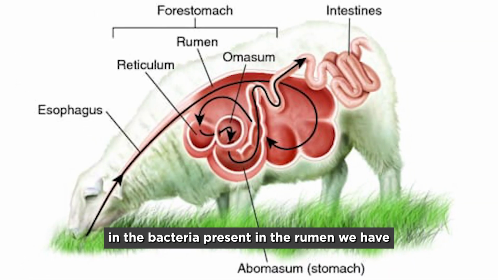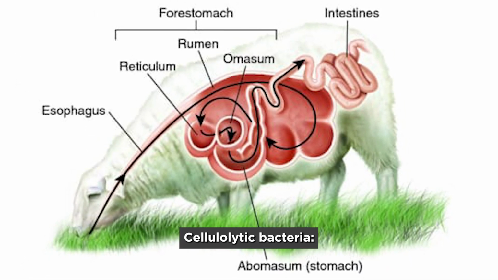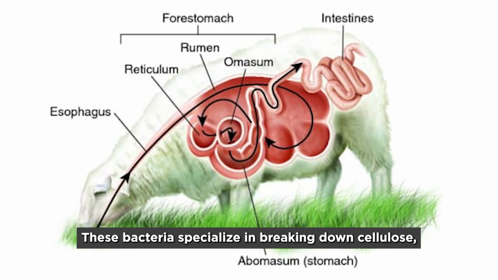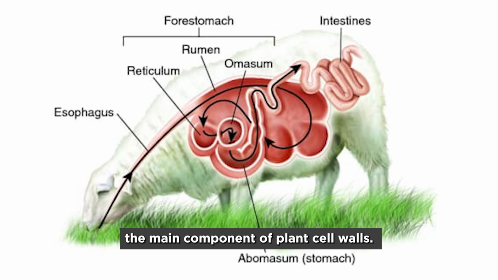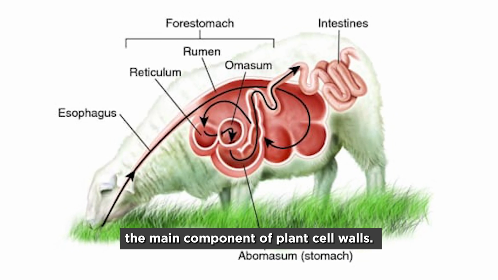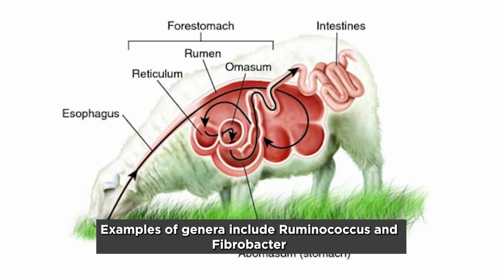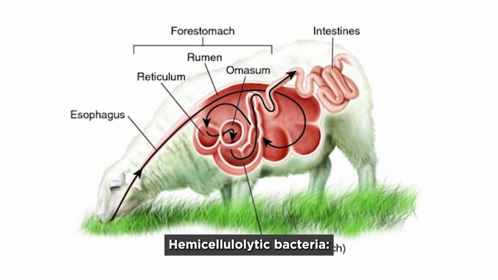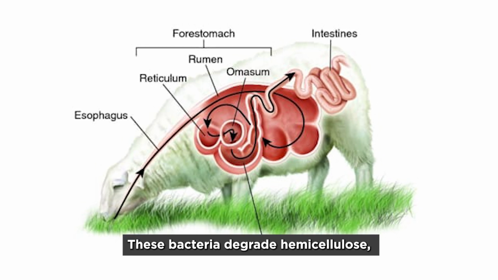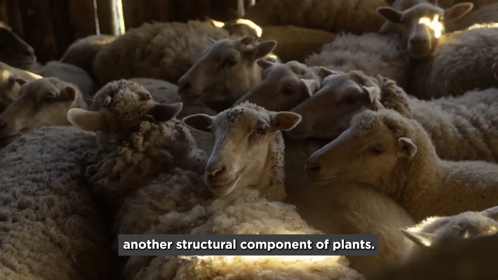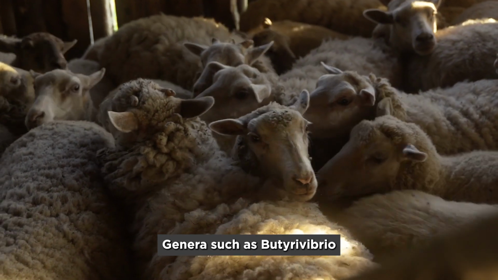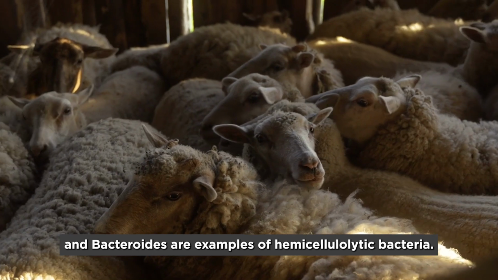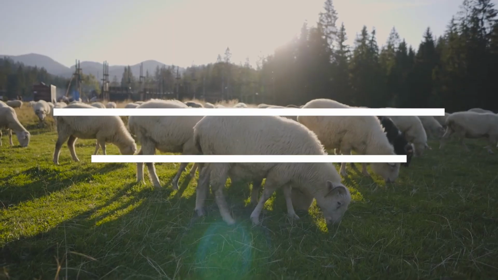Among the bacteria present in the rumen we have cellulolytic bacteria. These bacteria specialize in breaking down cellulose, the main component of plant cell walls. Examples of genera include Ruminococcus and Fibrobacter. Hemicellulolytic bacteria. These bacteria degrade hemicellulose, another structural component of plants. Genera such as Butyrivibrio and Bacteroides are examples of hemicellulolytic bacteria.